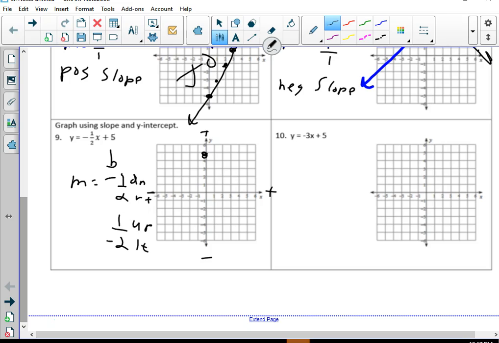So, if this -1/2 says down 1, right 2, down 1, right 2, down 1, right 2, I can do it that way. Or, I can go up 1, left 2. It doesn't make a difference. I'm still doing the same thing. And sometimes we need to be able to graph both directions because, let's say your starting point was right at the top of the chart. You have no room to go up and left, so you go down and right. Let's say your starting point was down here somewhere. There. You really could not go down and right, so you'd have to do up and left.